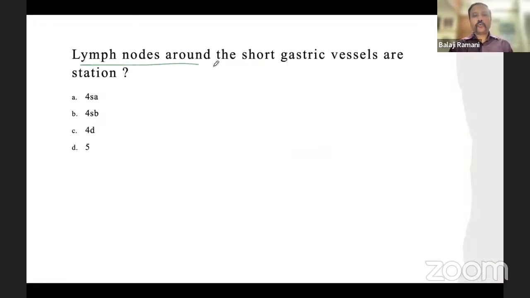Right. This is again a common question that is asked. What are the lymph nodes around the short gastric vessels station? What are they called? So is it 4SA, is it 4SB, 4D, or 5? Now, as I told you, my friends, these D1, D2 dissections, what are the nodes of level stations? So all these are common questions that come repeatedly, multiple times, whichever exam you take, especially in INI-SS, they are the favorite with the examiner.